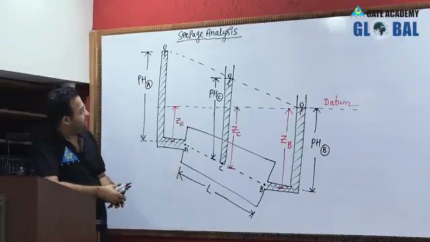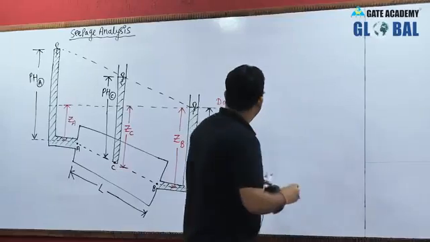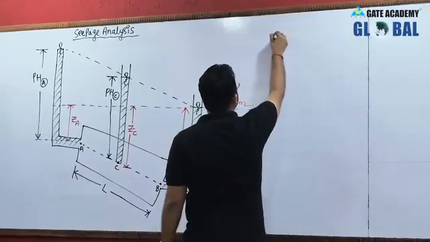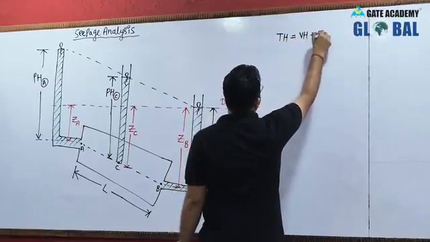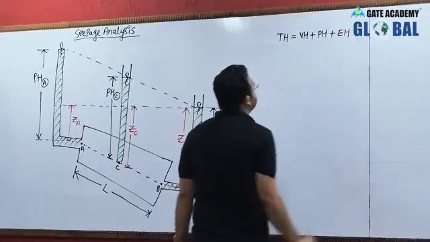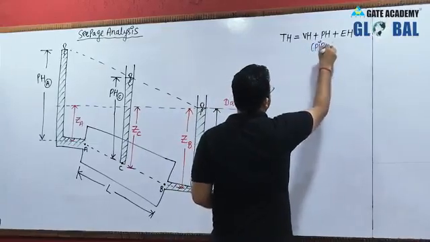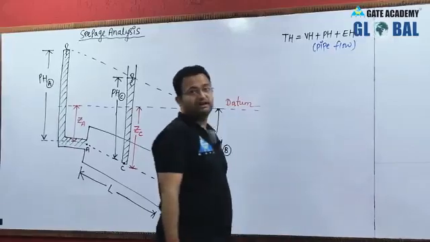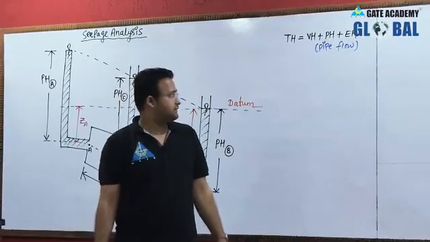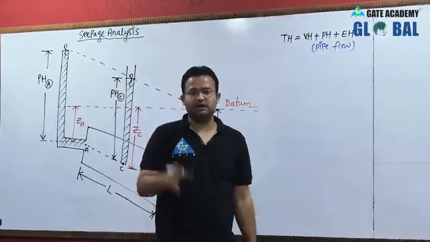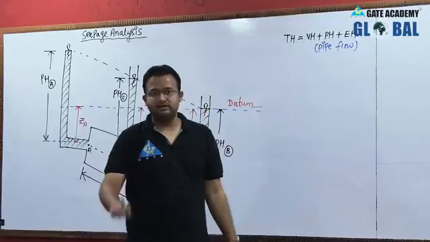One thing we can see here, many times in the permeability topic also we have discussed that total head in pipe flow is equal to velocity head plus pressure head plus elevation head. This is in pipe flow, where the discharge is very high, a large amount of discharge flows through the pipe, so the velocity is very high, so velocity head we should consider.